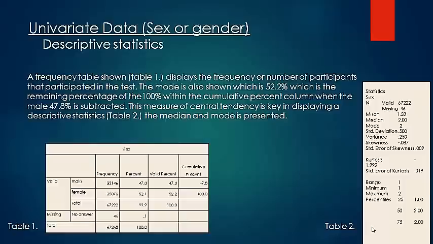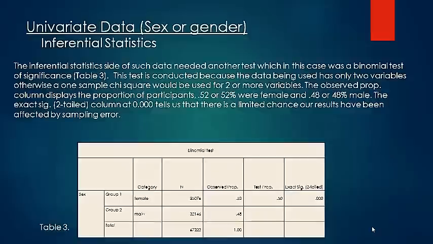Presenting this information for those unfamiliar with statistics is conducted simply by displaying the frequency table, Table 1. However, presenting the information through inferential analysis had to be conducted through a binomial test of significance, Table 3, which was completed using the only two variables, male and female.